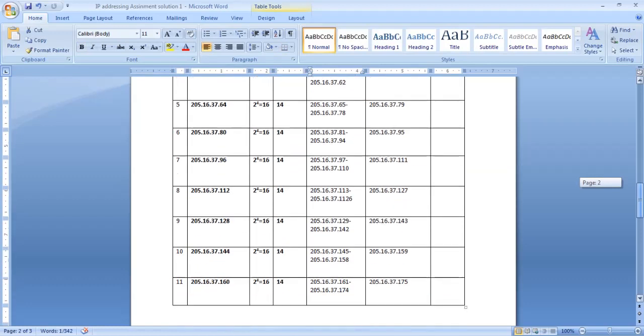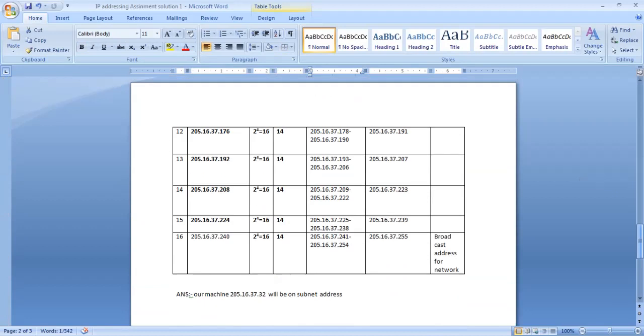Now, for the last one, 205.16.37.240 will be my last subnet. Total hosts are 16, valid hosts are 14, and the host IDs start from 205.16.37.241 and end at 205.16.37.254. The last address from this range is 255, so this 255 will be used as the broadcast address for this subnet.